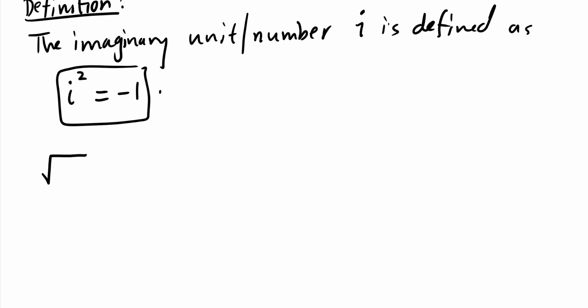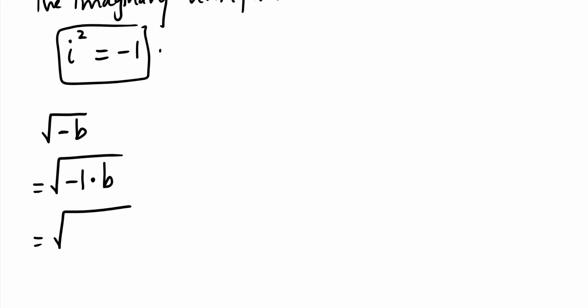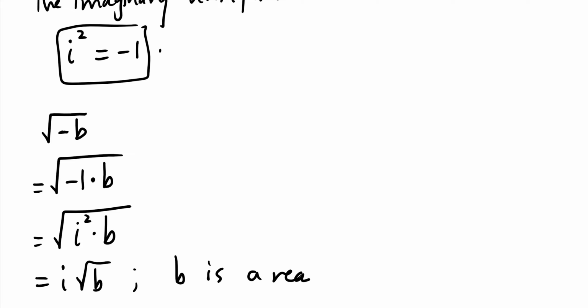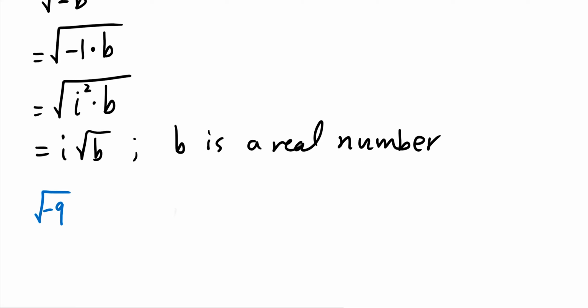Because now if I have the square root of -b, we can rewrite -b as -1 times b, and you can replace the -1 with i squared times b. Now we can simplify this by taking the i squared out as an i, and the b stays inside. b is a real number. So with this bigger set, we have more tools to help us find the square root of -9. Now we can simplify it over the complex numbers.